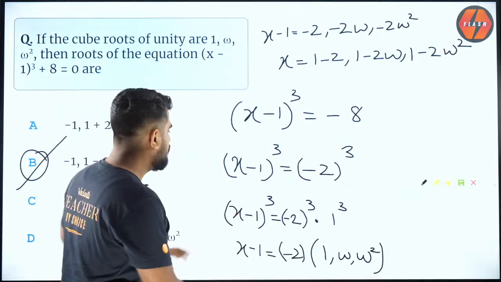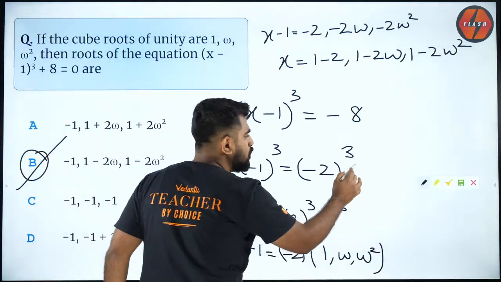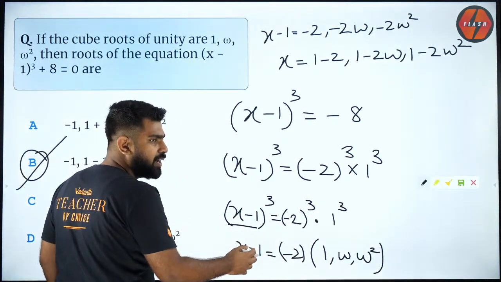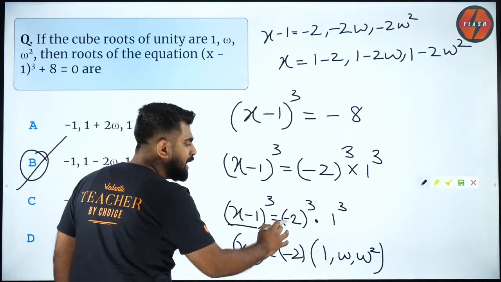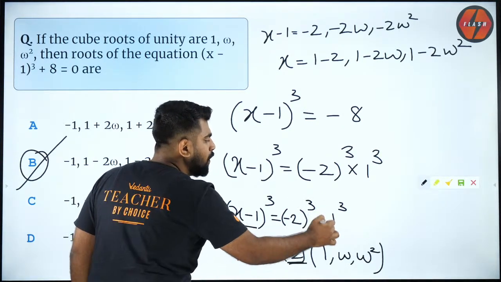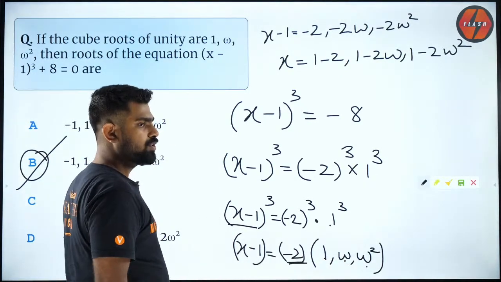Third last step. So (x minus 1) whole cube is equal to (minus 2) cube. I wrote it as into 1 cube. So I am taking the cube root, Deepak Sir. When I take the cube root, the cube root of (minus 2) whole cube is minus 2. The cube roots of 1 will be 1, omega and omega square. Got it?